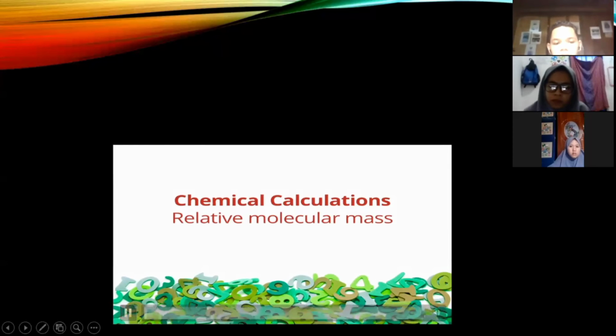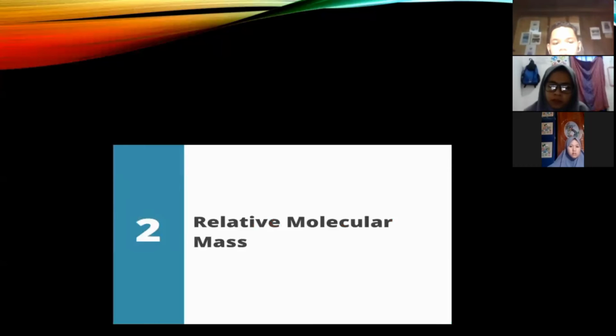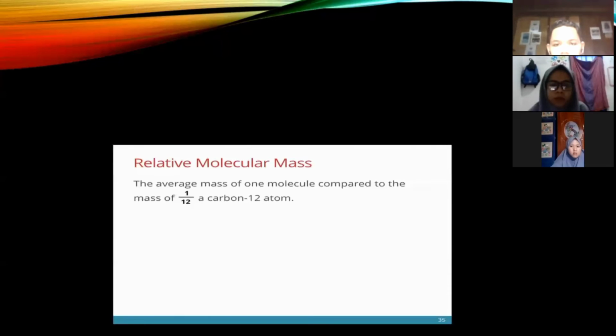Now let's move on to something called the relative molecular mass. Most of the time we are working with molecules and compounds, so we have to learn how to add up all the relative atomic masses. So let's look at that now. The relative molecular mass is the average mass of one molecule compared to the mass of 1/12 of a carbon-12 atom. So instead of the word atom, now we are looking at the molecule. But again, we are comparing everything to 1/12 of a carbon-12 atom.